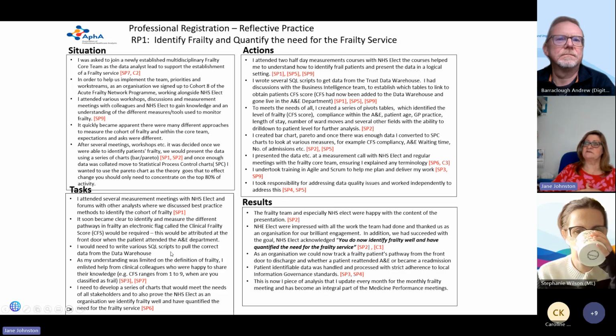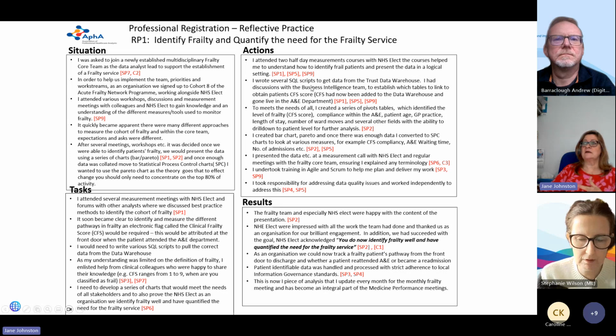So you'd need to write various SQL scripts. And then here the actions were how to link the tables and how to obtain the scores that you needed. So lots of different actions there, and the results. And all of these, as you go through, will cover, and you'll see there's an awful lot of standards that have been covered there within this reflective practice.